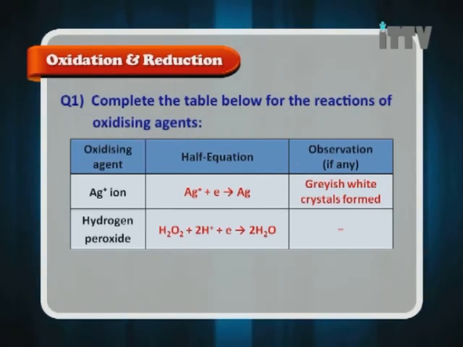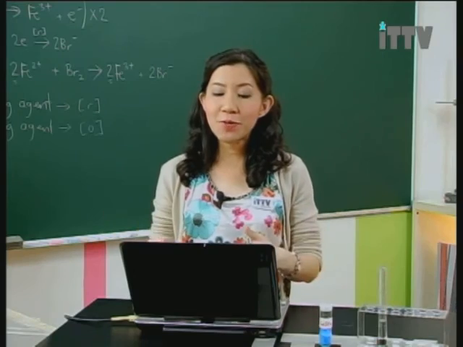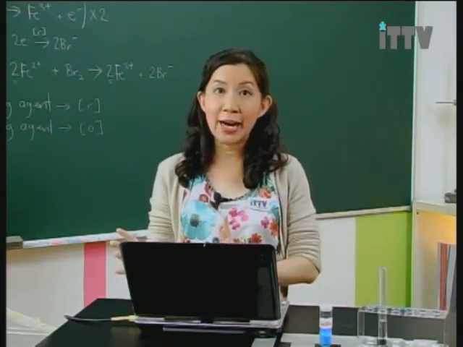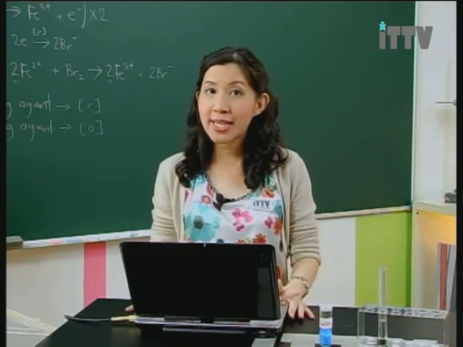For hydrogen peroxide, it accepts 2 protons and 1 electron to become water. There should be no observation because hydrogen peroxide and water are both colorless. So the observations noticed will be the change in the reaction before and after. So that was all about oxidizing agents.